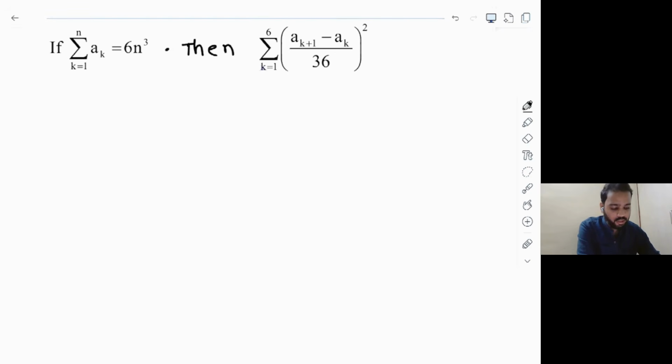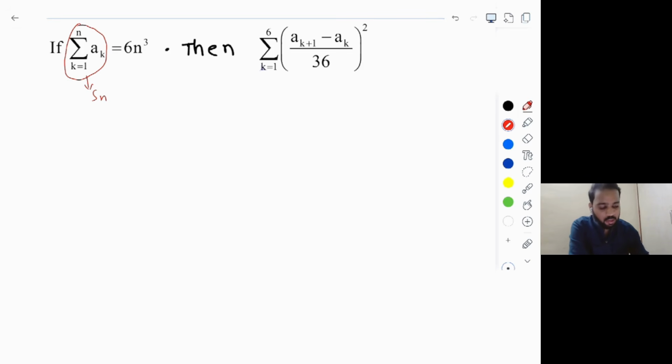So let's see the question, and it is one of the standard questions from progression series. So what we have here is sigma k equals 1 to n, ak equals 6n cube. The main observation that you have to make here is that indirectly this is given as what? Sn, because it is the sum of the n terms, right? Now once you understood that, it is going to be easy. Sn is equal to 6n cube. But we have to find out about what? a(k+1) minus ak, which means I have to somehow find out the value of an from here.